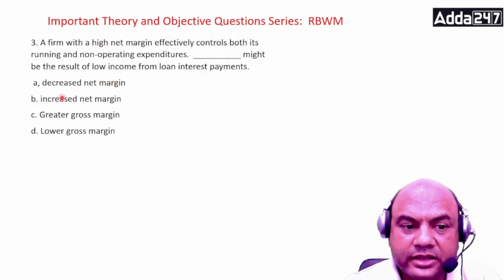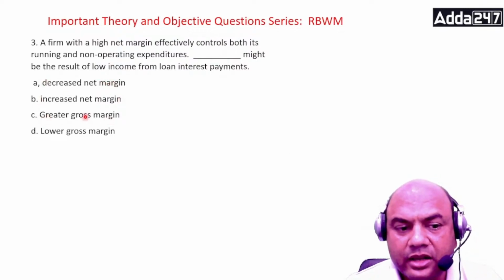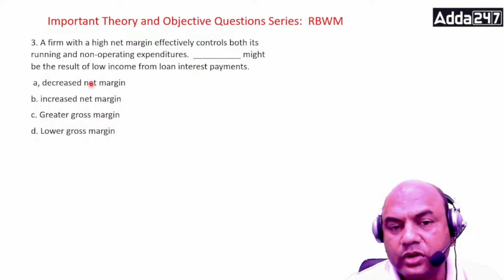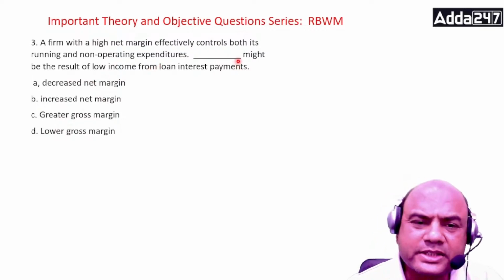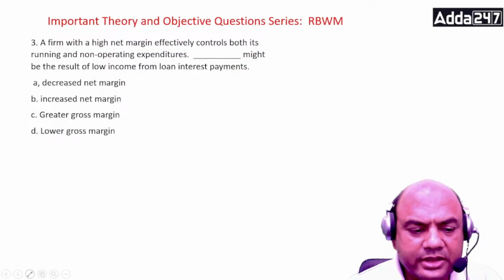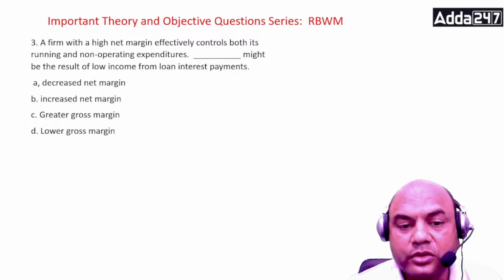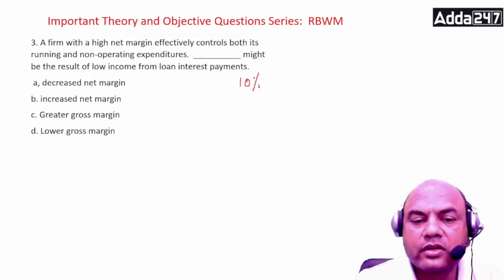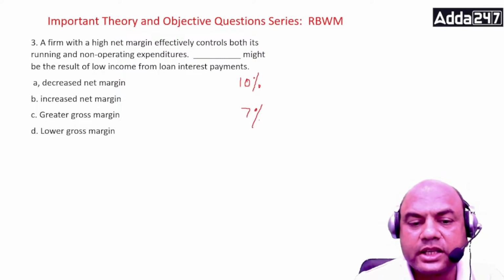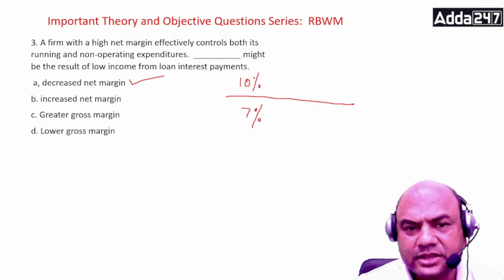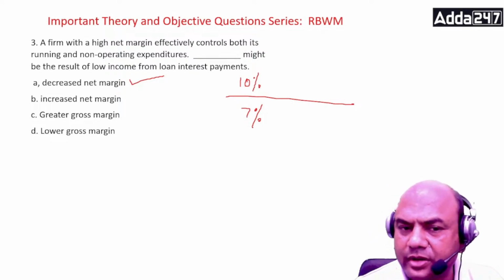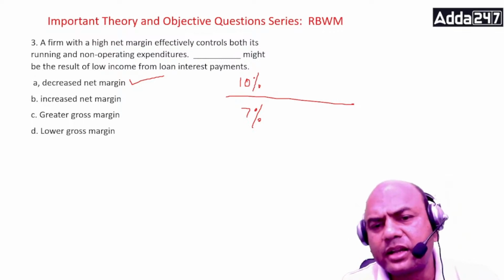If I get low income from loan interest payments, what might reduce in my bank? The options are decrease net margin, increase net margin, greater gross margin and lower gross margin. The logic is very simple here. If the interest I'm getting on loans is lower, earlier I was getting 10%, now let's say I'm getting 7%. If my loan rates decrease, then my net margin will decrease, because my net profit will decrease. It directly affects my net profit. So decreased net margin will be the right answer over here.